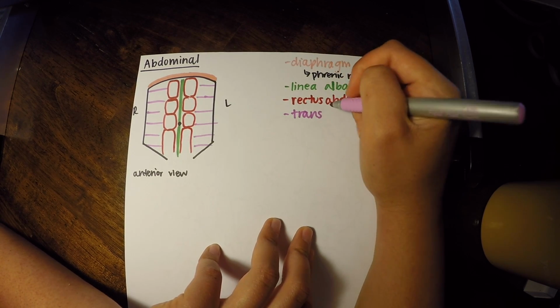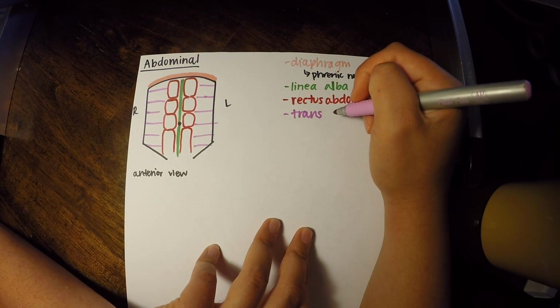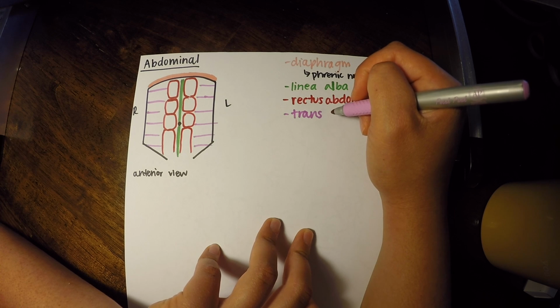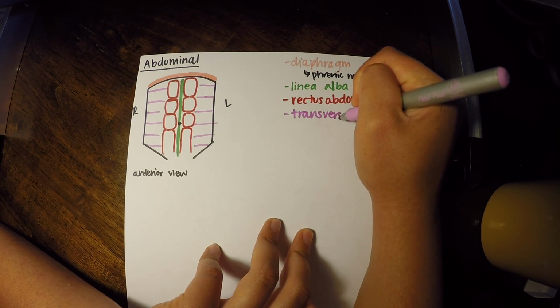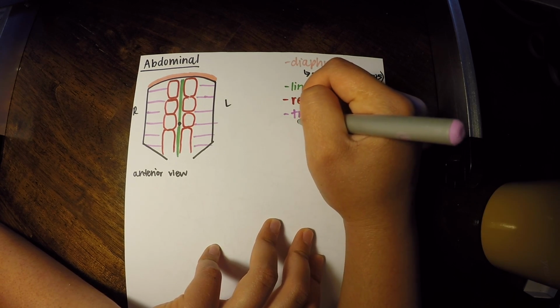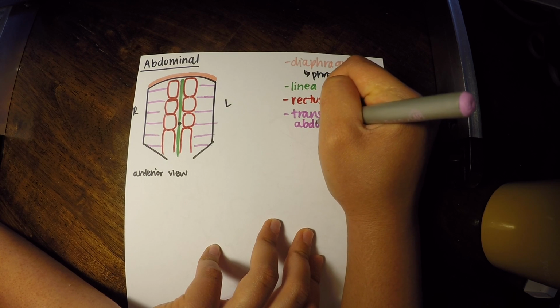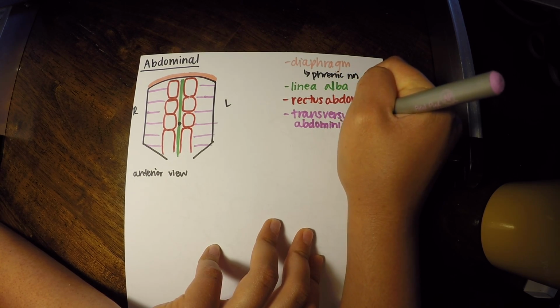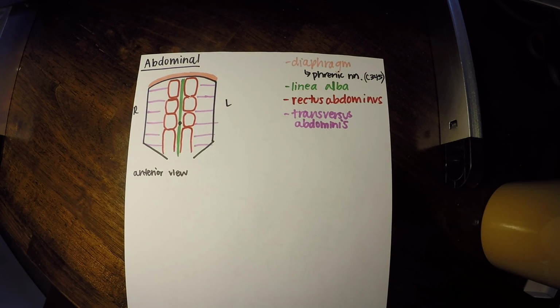I'll draw a superior view in a moment, so we'll be able to get a better idea of how these are overlapped on top of each other. But that's transversus abdominis. Now the next most superficial layer is the internal obliques.